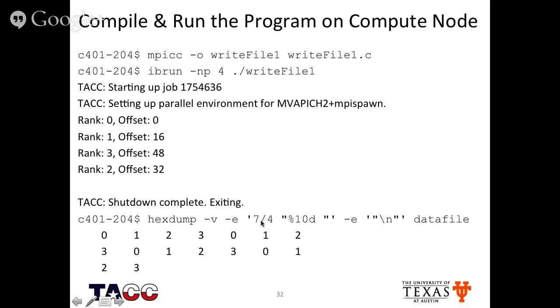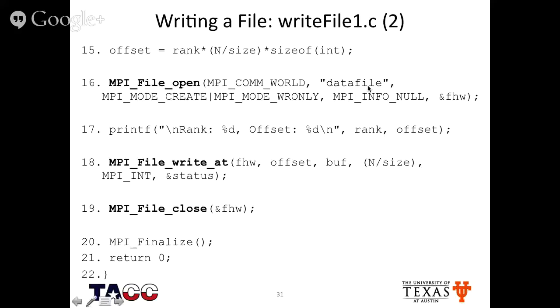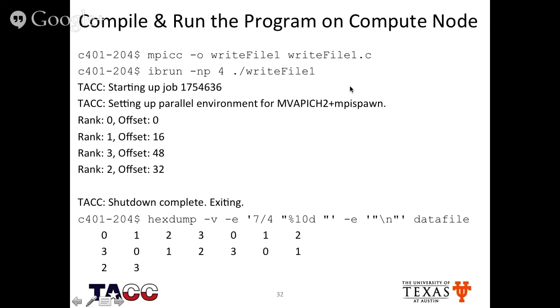And when I run this program, see what I get. So I compile it using MPI. When I run it with 4 processes, I get rank 0, offset 0, rank 1, offset 16, and all this stuff tells me, okay, my offsets are computed right. And at the end of the job, you will see a file created with the name that you passed here, and it's data file when you run this program.